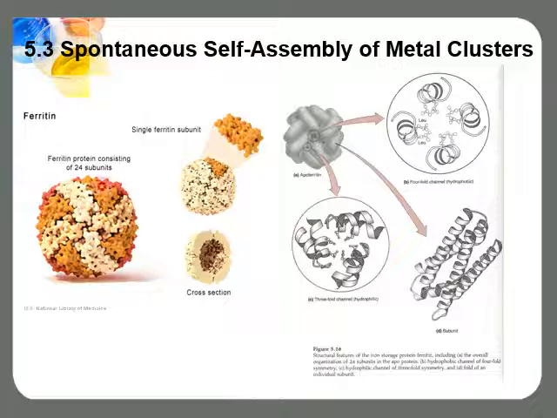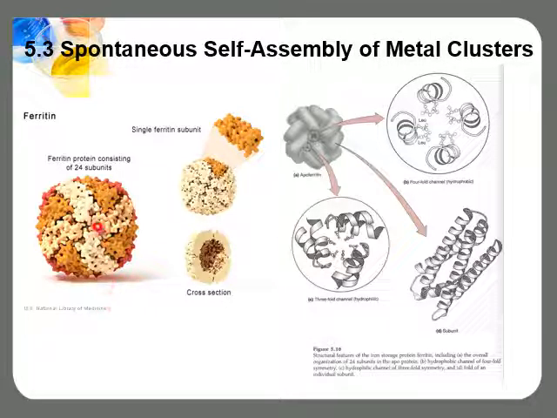Look, this is the structure as somewhat spherical, and here each colored part is a subunit. This is one subunit, this is one subunit, this is one subunit, and this is one subunit.